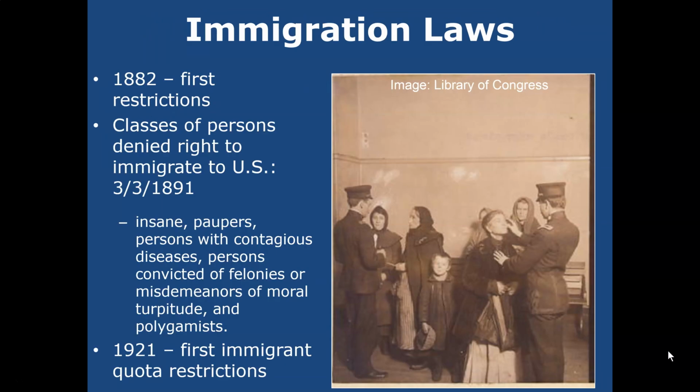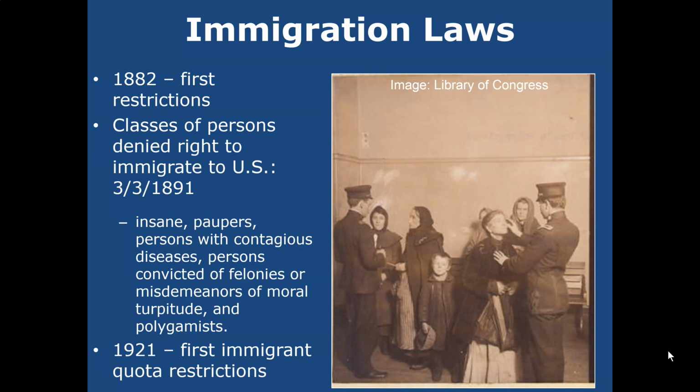In the beginning, when people came to the U.S., there weren't many restrictions, but eventually there became immigration laws that restricted certain people from coming into the country. The first restrictions were in 1882. One example of a restriction, this is from 1891. This is a list of classes of persons denied the right to immigrate to the U.S. So people who were considered insane, paupers, people with contagious diseases, persons convicted of felonies or misdemeanors of moral turpitude, and polygamists. In 1921, that was when they first made immigrant quota restrictions.